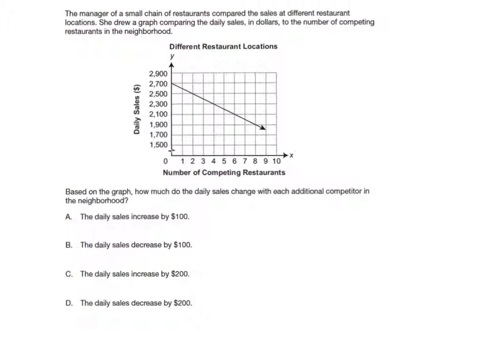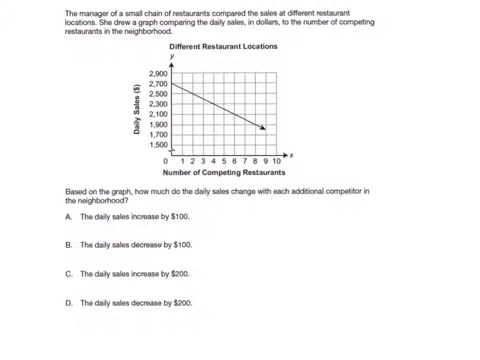The next question is, why does this line have a negative slope? So we know that the slope is negative because the line is going down. We know that as we get additional competing restaurants, each addition of a new restaurant creates some sort of a decrease.